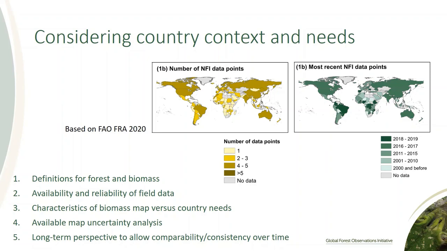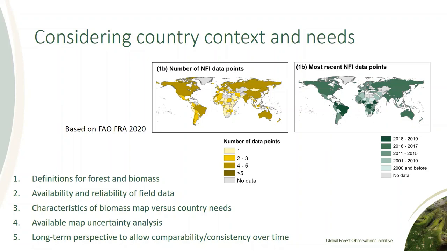But if you see then also the most recent data points, you see that quite some new tropical inventories are becoming available. But the point I would like to make here is there's quite some variability in terms of what NFI data countries have available, when the last data point is provided, and based on that and based on the characteristics, there is not, let's say, one way these biomass maps could actually be useful for all the countries. I think it's a very country-specific context and need that needs to be considered here. For example, the definitions of forests and biomass can be different. What is the availability and reliability of field data, for example, to integrate space-based and field-based biomass estimations? What is the country actually needing in terms of the biomass map?